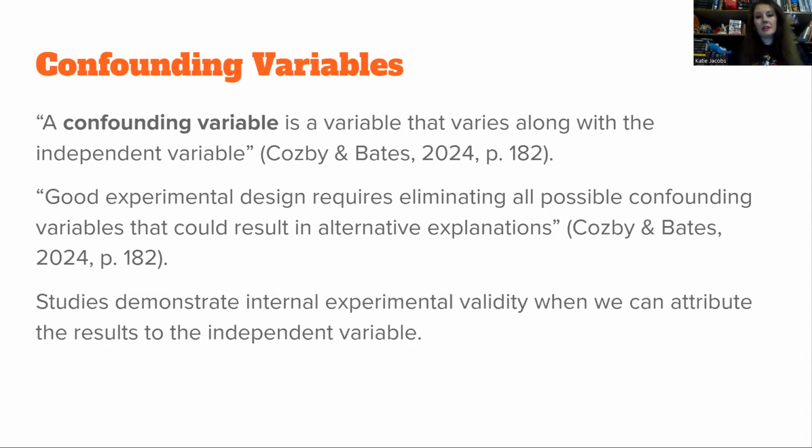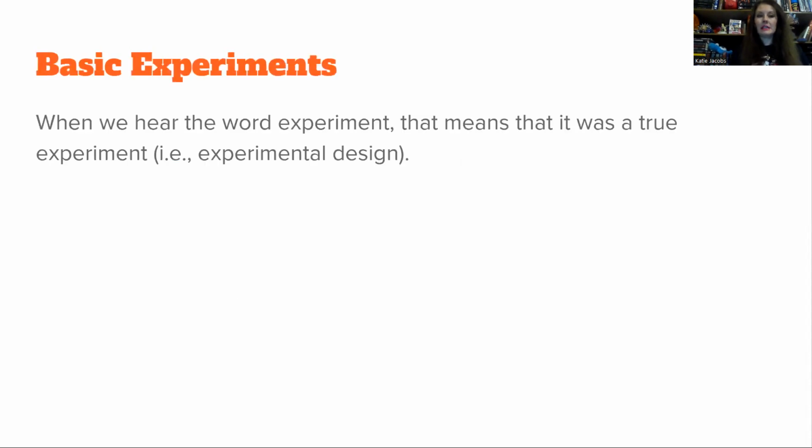So studies demonstrate good internal experimental validity when we can attribute the results to the independent variable and to nothing else. So basic experiments, when we hear the word experiment, that actually means that we did a true experiment. In other words, that we employed experimental design. Remember, to do experimental design, you have to have that experimental control, and you also have to randomly assign your participants to the conditions. If you did not do that, you're not doing an experiment.